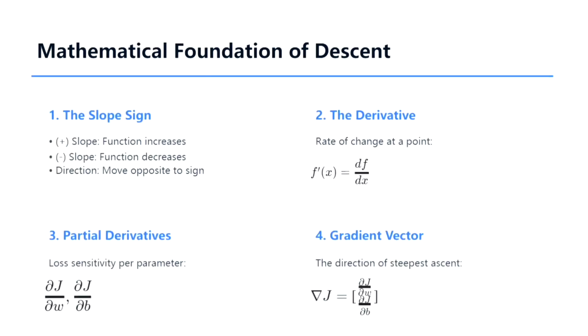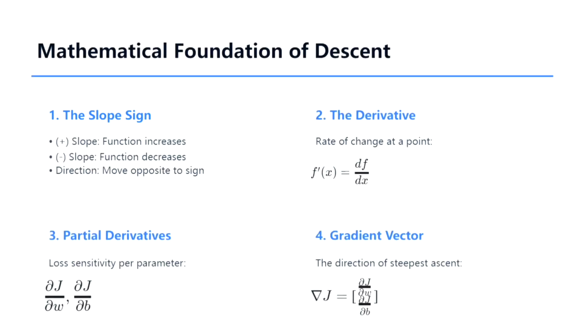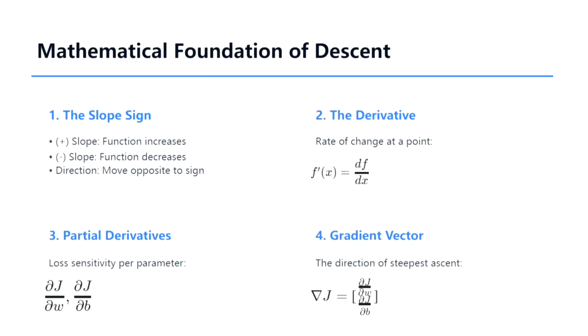Now that we've seen how gradient descent acts as the engine for AI training, let's look under the hood at the mathematical foundation that makes it all possible. Everything starts with understanding the slope sign. If the slope is positive, the function is increasing. If it's negative, it's decreasing. This is the simplest clue for our optimization process.